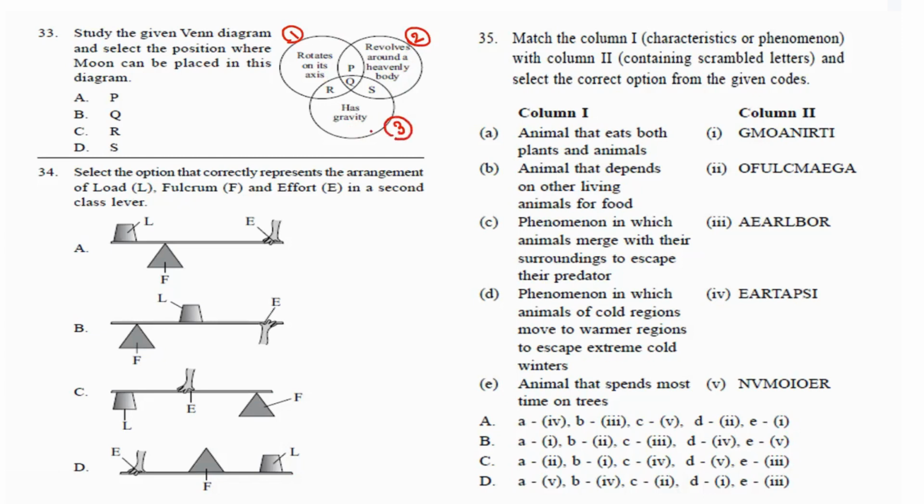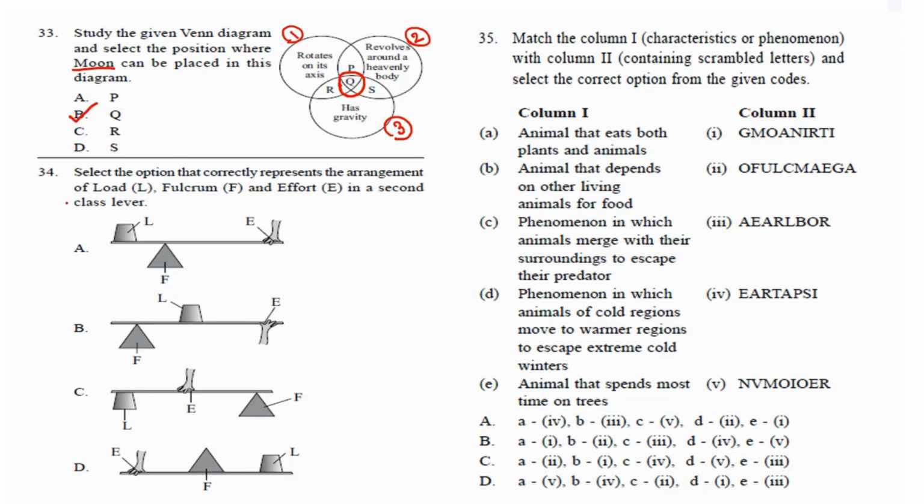So as they have asked us to place the moon, we know that the moon rotates on its axis. The moon revolves around the earth, because the moon is the natural satellite of earth. And the third one is the moon has gravity. The gravity on the moon is lesser than earth, but gravity is there. So the moon has all the properties here. So we should place the moon in the Q place. Why? Because the moon has all three properties of this Venn diagram. So our correct answer should be option number B, that is Q, right?